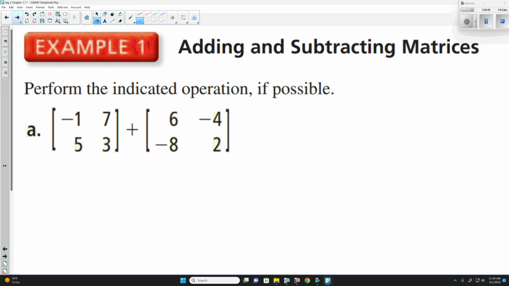Any questions on adding or subtracting matrices? We feel good with this here? Yes.